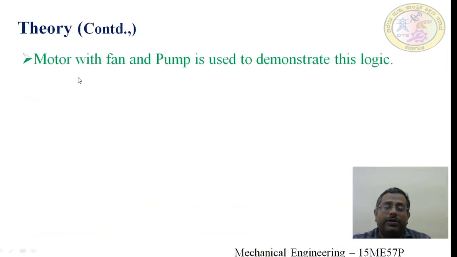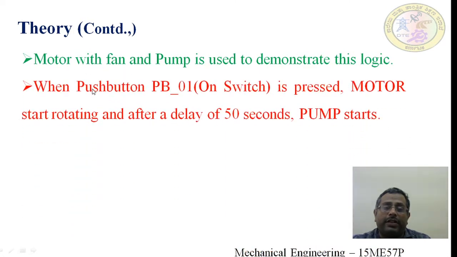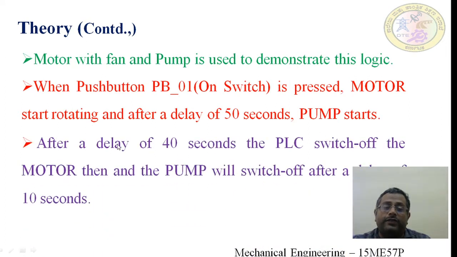Here to demonstrate this experiment, we are using a motor with fan and pump. When push button 1, that is the on switch, is pressed, the motor starts rotating, and after a delay of 50 seconds the pump will start, and after a delay of 40 seconds the PLC switches off the motor, and the pump will switch off after a delay of 10 seconds.